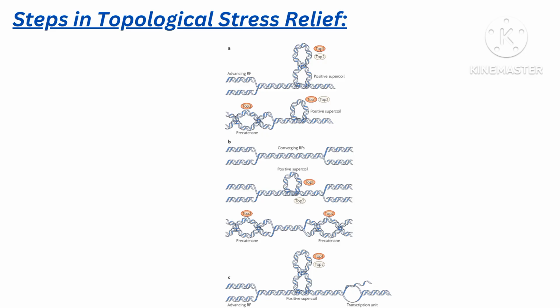As the RFs approach one another before fusion, the region available to contain positive supercoils diminishes and precatenanes form. Figure C shows the head-on encounter of a RF with a transcription unit leads to RF demise. The predominant topoisomerase involved in each situation is shown in red and the other in yellow.